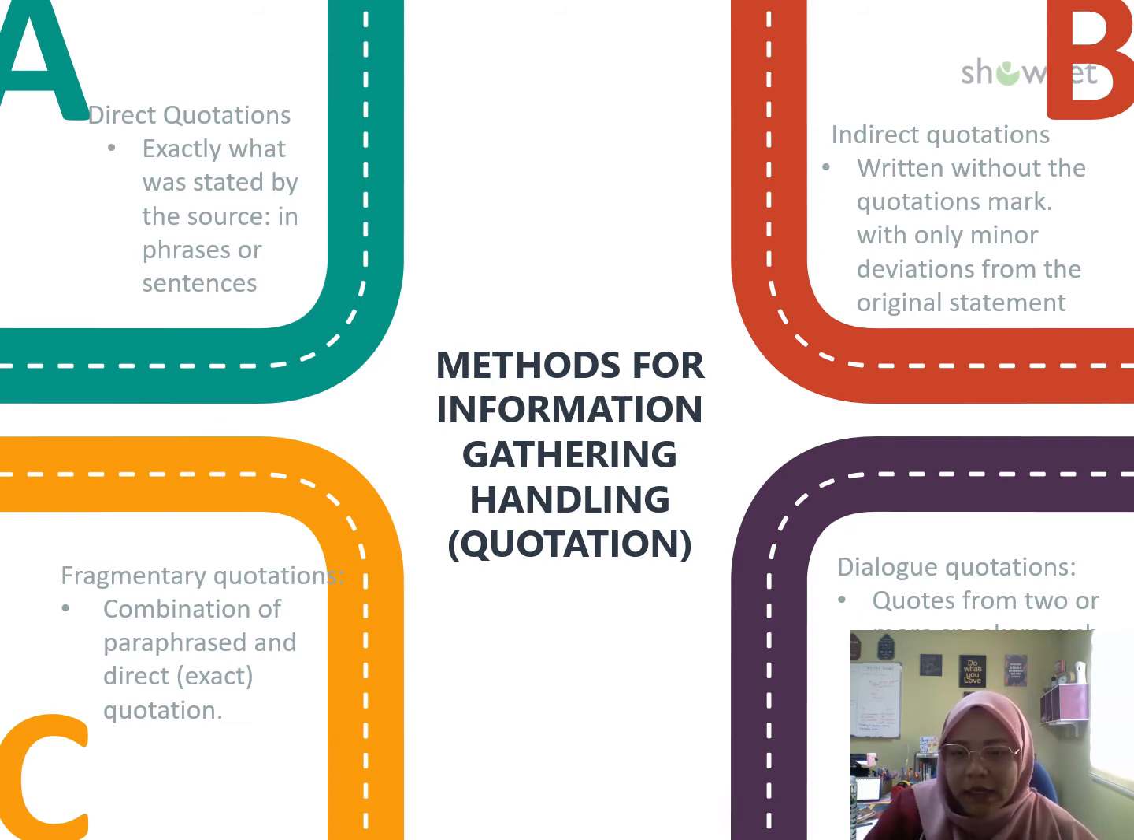Okay. And then number 4 is the dialogue quotations. This is very basic. Whatever dialogue that I speak up is used in the report. So that is the dialogue quotation. So there are 4 types of it. How are we going to put on the quotations? First is direct, indirect, fragmentary, the combinations, and dialogue that comes from a conversation.